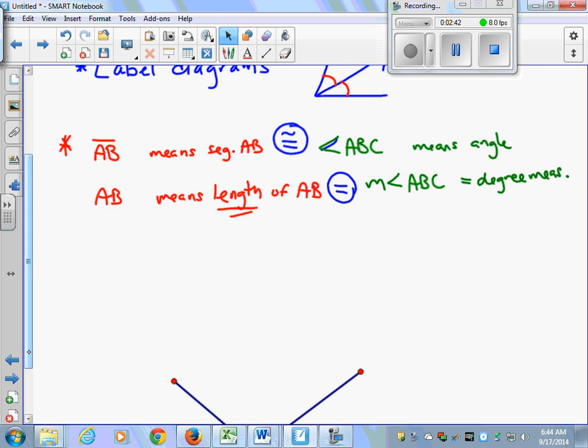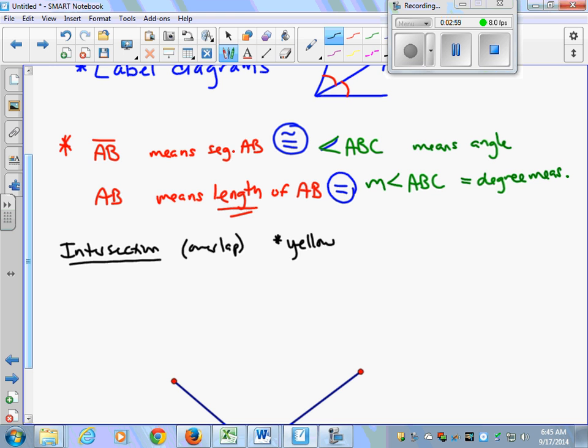Okay, just a reminder about intersections. We talked about yellow and blue makes green, right? Intersection is the overlap. So think yellow and blue makes green. And the green part is the intersection.